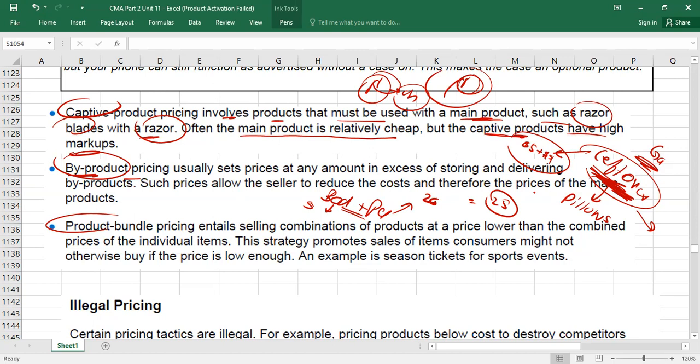But what can companies do? They can make a bundle now. They can make one package in which one perfume is there and one body spray is there, and they can charge a price of $22, and you would happily buy it, right? If you buy separately, you would pay $25. But if you buy as a package, you will pay only $22. So obviously you will buy. Most customers have this habit, because when they see a lot of things on offer in the supermarkets, they buy it, right? This is what is called product bundle pricing.